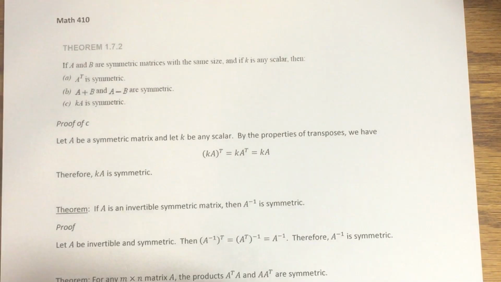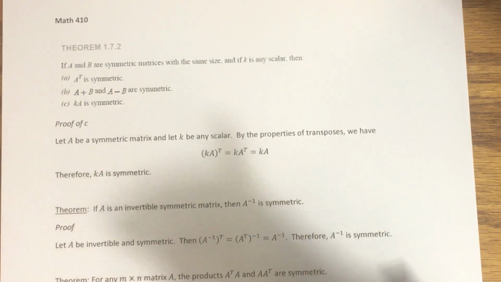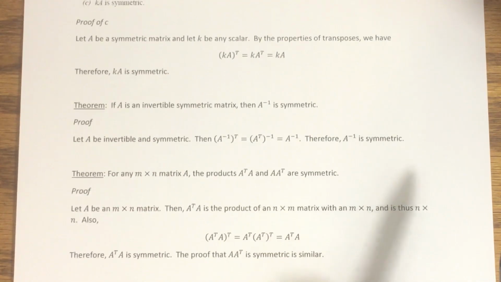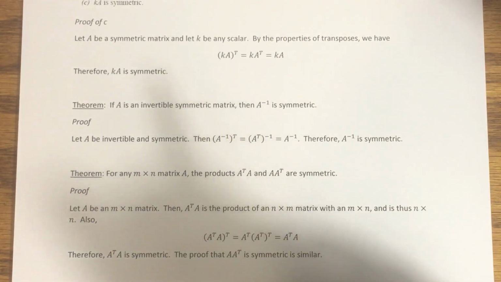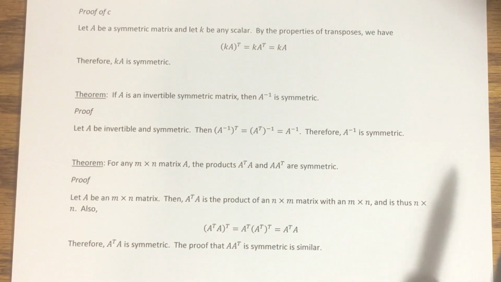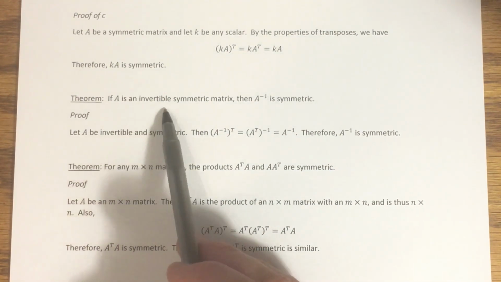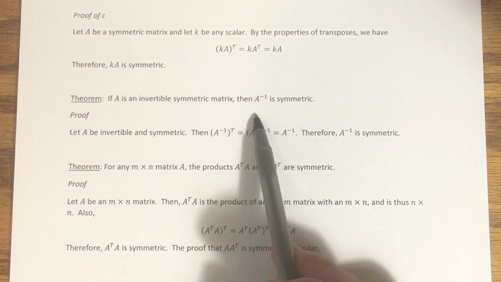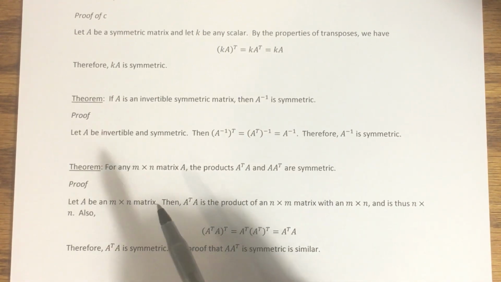Okay? The other 2 properties are just as easy to prove. You just have to remember to use those properties of transposes that we already talked about. Okay, a couple more theorems here, and then I believe we're done. So this one: if A is an invertible symmetric matrix, then A inverse is also symmetric.